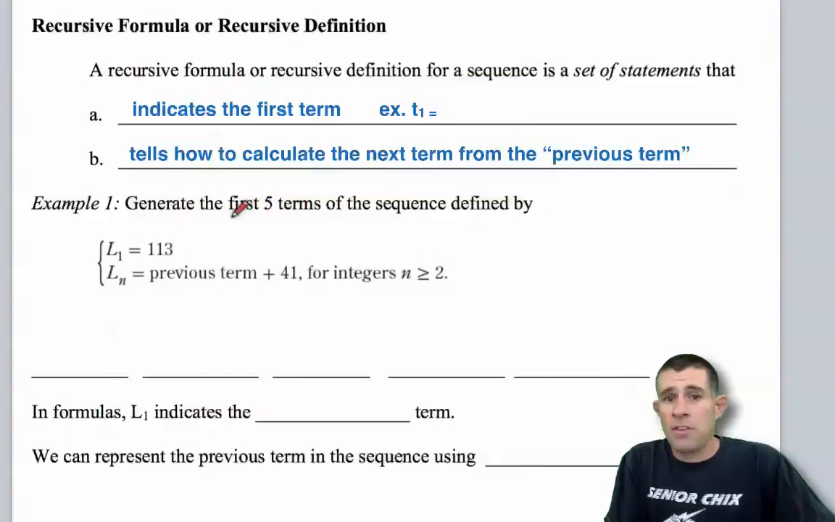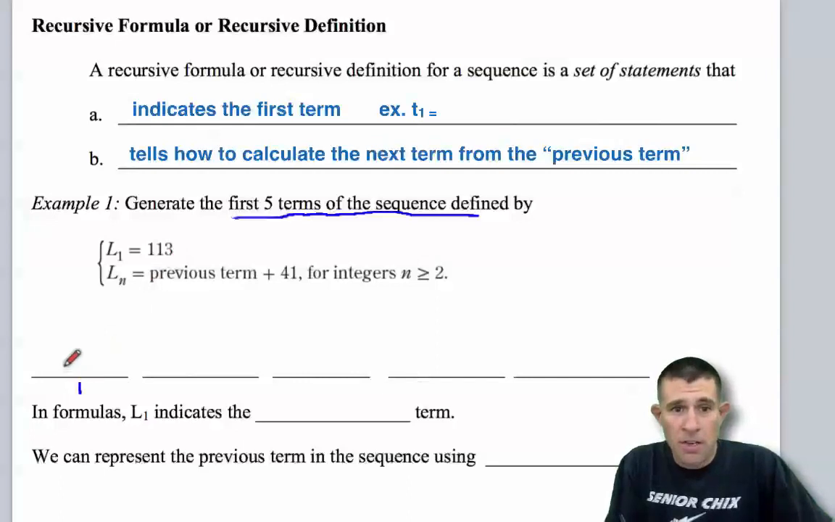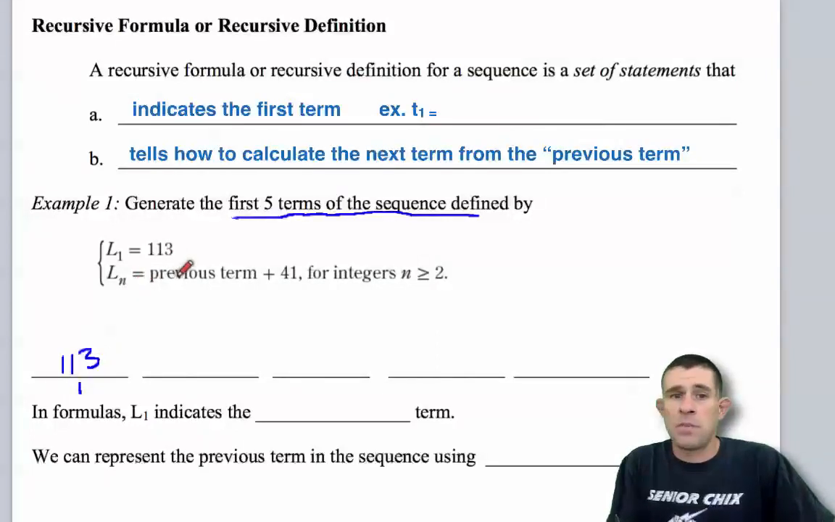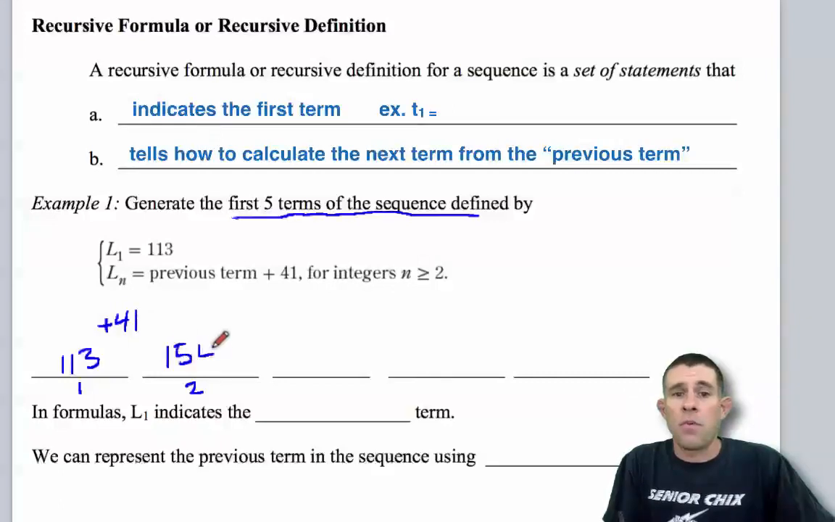Example 1 asks us to generate the first 5 terms of the sequence defined by this recursive formula. So we see that L sub 1 is equal to 113. That's our first term. So I'm going to write that down right here. Our first term is 113. And then the next term is going to be equal to the previous term plus 41. So my second term will be generated from taking the first term, or the previous one, and adding 41. And that's going to give us 154.